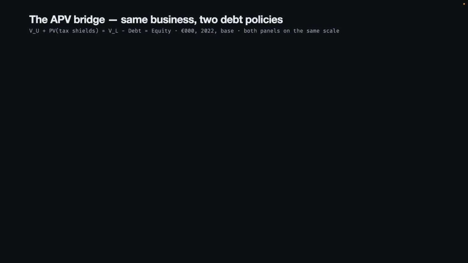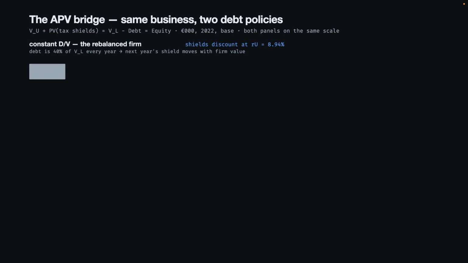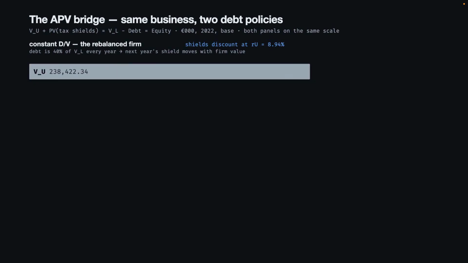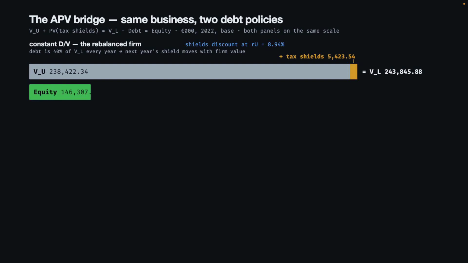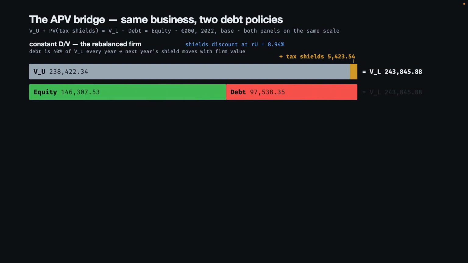Before the next build, one picture, because it's the heart of the whole episode. This is the adjusted present value view. Start with the unlevered business, 238,000, then add the value of the tax shield the debt creates, about 5,500. That gets you to the levered value. Subtract the debt, and there's your equity. 146,307, the same number as before.